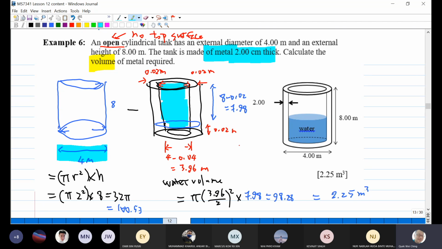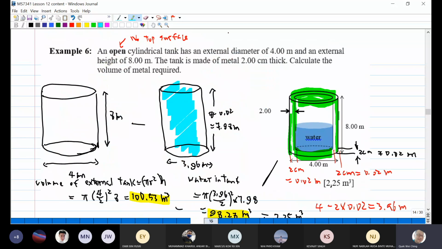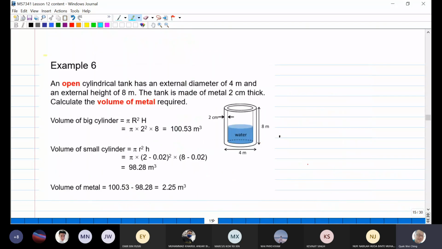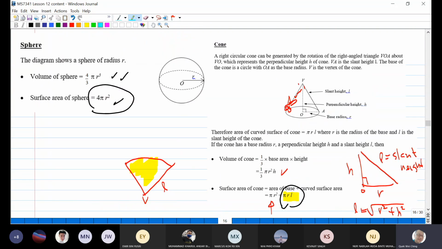Okay, so I move on to the next one. We are going to talk about the sphere and the cone. Okay, the last example, example 7 now. The volume of a sphere is 4/3 pi r cubed. Then the surface area of a sphere is 4 pi r squared.